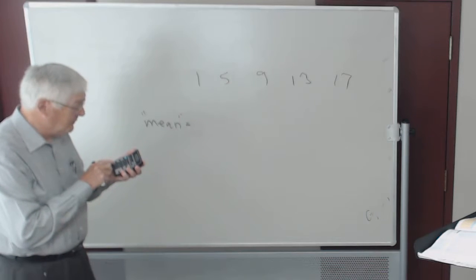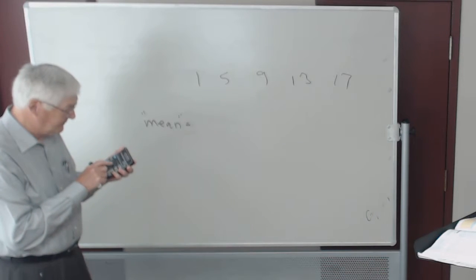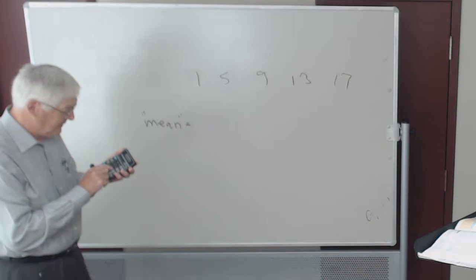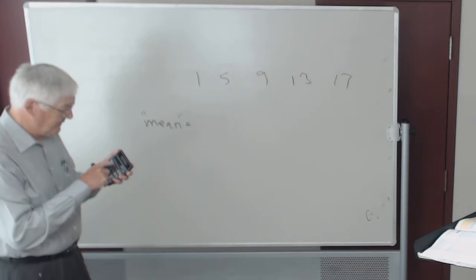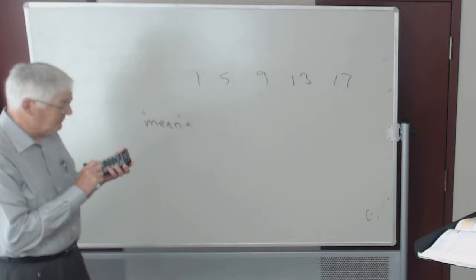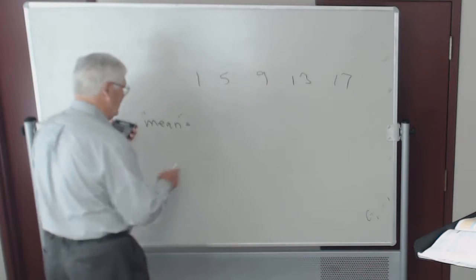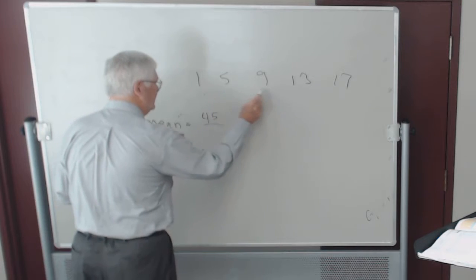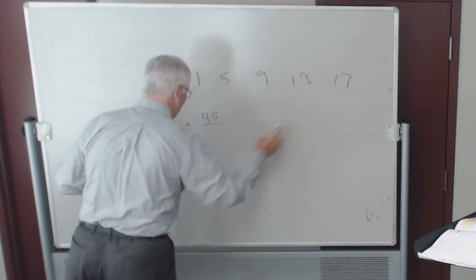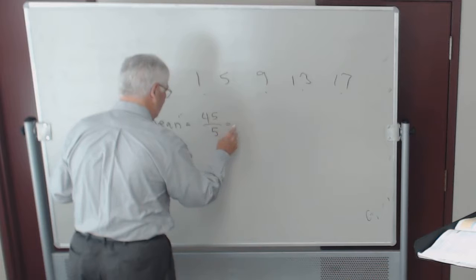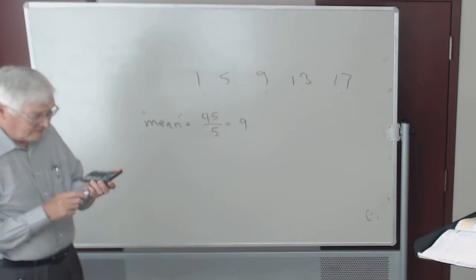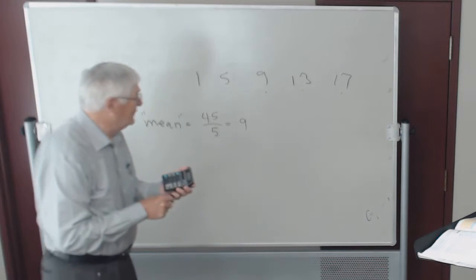So let's just go 1 plus 5 plus 9 plus 13 plus 17 equals 45. And divide by 1, 2, 3, 4, 5. So the mean is 9. Okay? So what's the median?